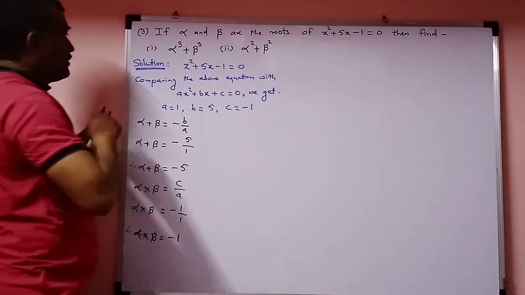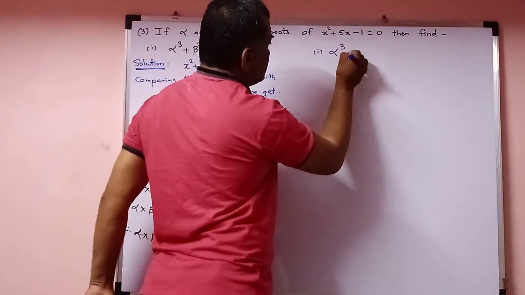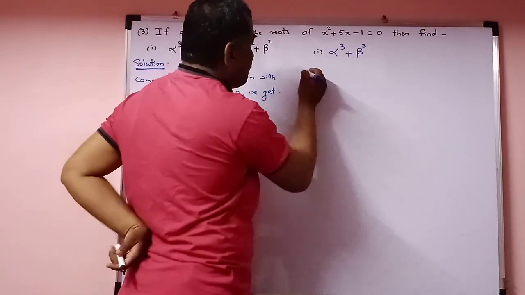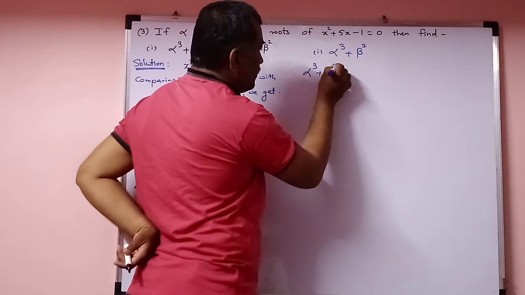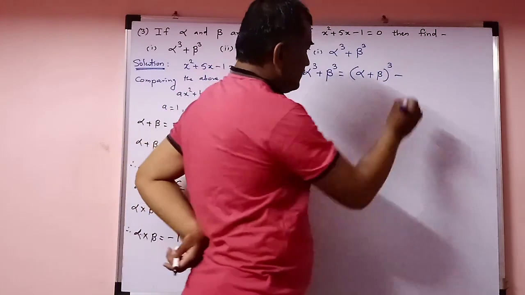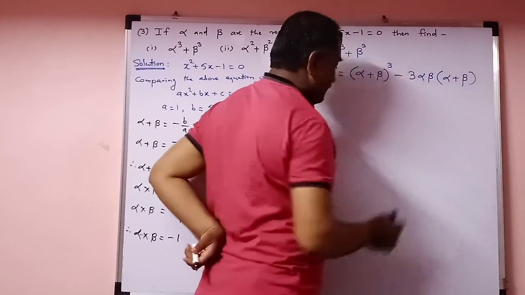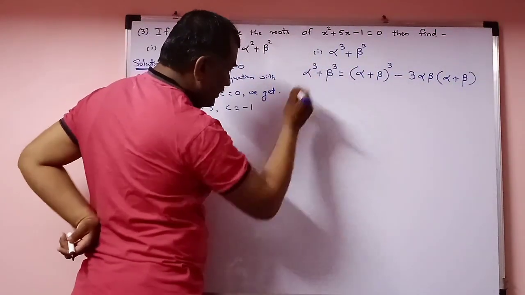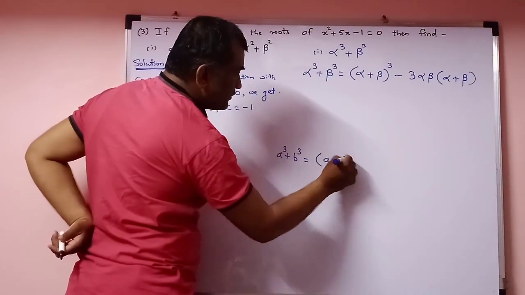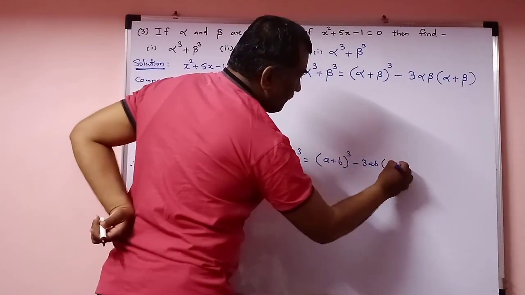Then find the first value, alpha cube plus beta cube. First write the formula, alpha cube plus beta cube is equal to alpha plus beta bracket cube minus 3 alpha beta into bracket alpha plus beta. In 8th standard we have learned this formula, a cube plus b cube is equal to, in first bracket a plus b bracket cube minus 3ab, in another bracket a plus b.